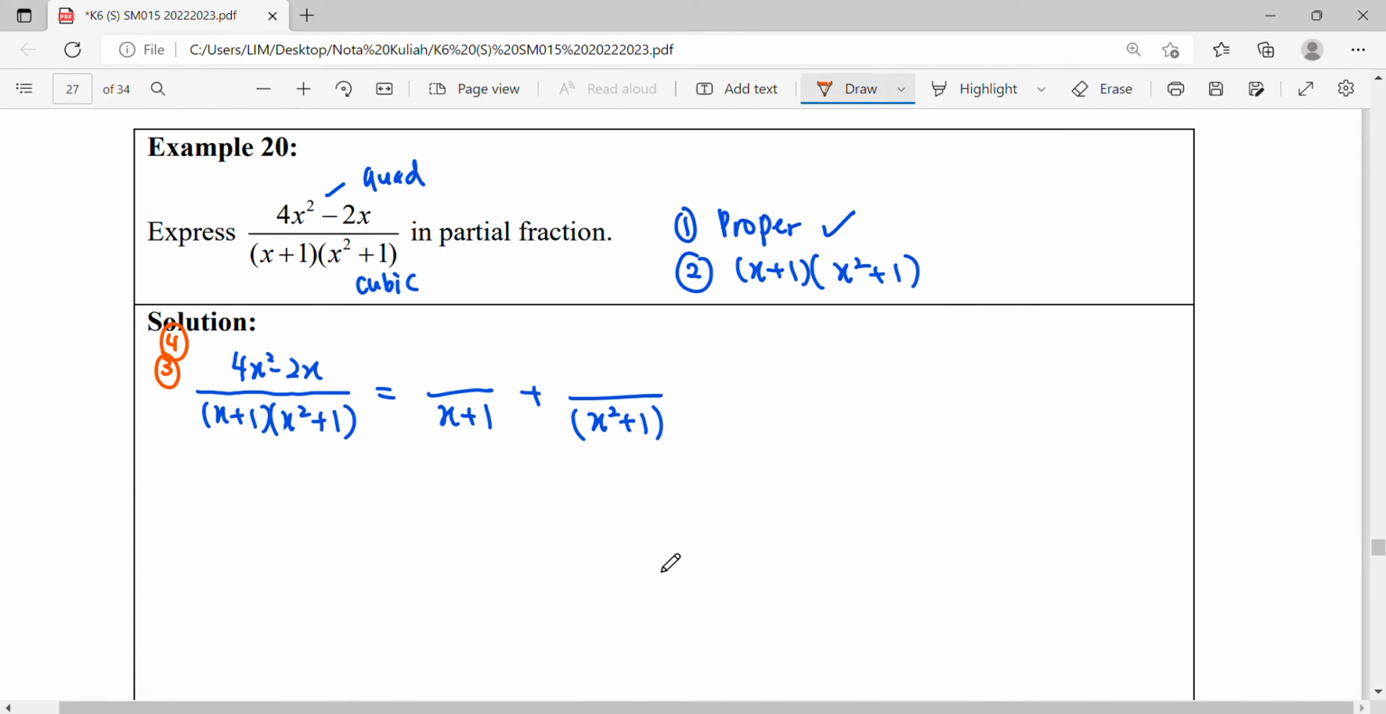When we have a denominator as linear, our numerator must be smaller than linear, so it will be a constant. For this, when we have a quadratic factor, to have something smaller than quadratic, our numerator part here is supposed to be a linear. So linear here we can define as bx plus c.